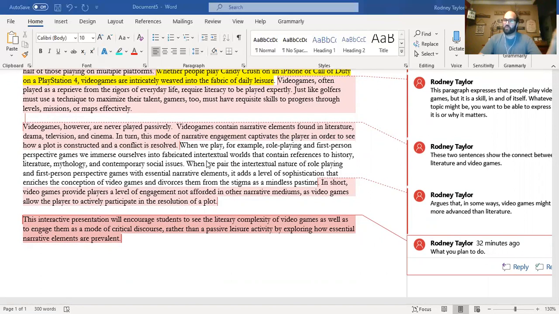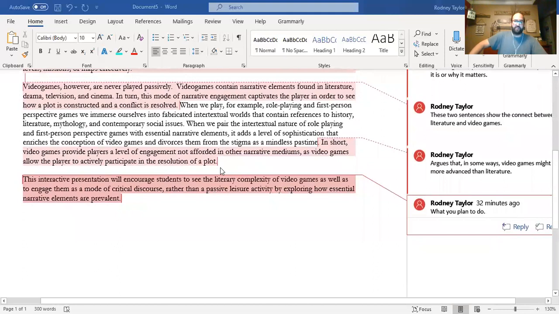So now I'm getting more to what I want to argue, because they can contain these narrative elements. If we're playing role-play first-person perspective games, we immerse ourselves in fabricated intertextual worlds that contain references to history, literature, mythology, contemporary social issues. Here I'm showing that video games are in fact literature because they're checking off a lot of the boxes in what we define as literature. Then we pair this with the intertextual nature of role-playing and first-person perspective games with essential narrative elements.